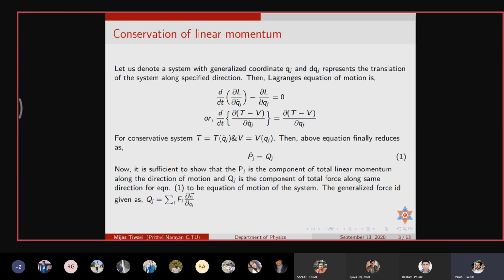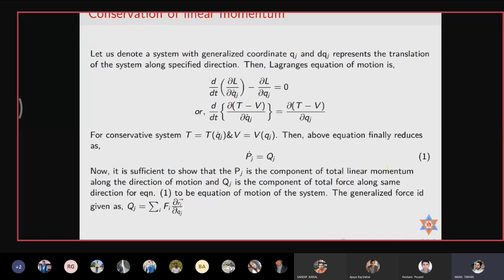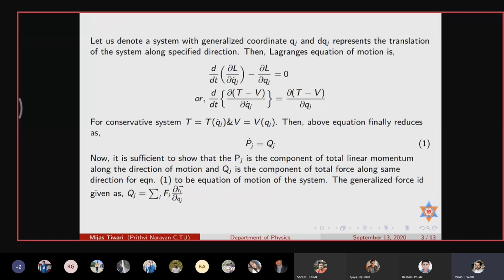The next slide is the conservation of linear momentum following the laws of symmetry. Here we denote a system whose generalized coordinate is denoted by qj, and we assume that this system is displaced along a certain direction by an infinitesimal distance dqj. Then Lagrange's equation of motion is given by the equation that we have seen in the figure. Doing simple mathematics, with L equal to T minus V, we have the next equation.